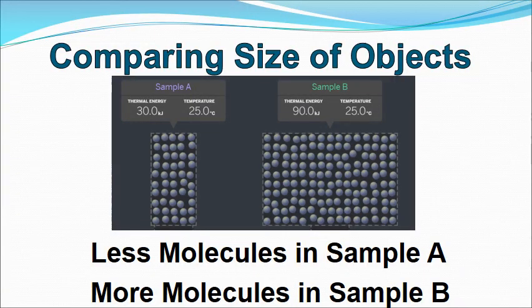So when we look at two examples from the sim, we have a very small sample, sample A, and sample B, which is a large one. There are many fewer molecules in sample A than there are in sample B. And I know this because remember that the dots represent molecules.